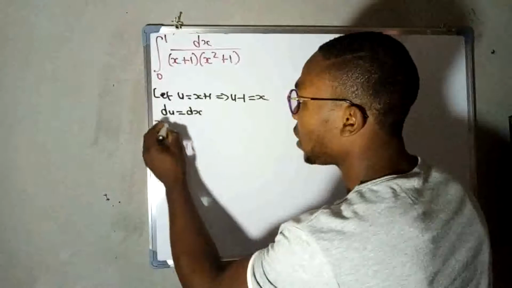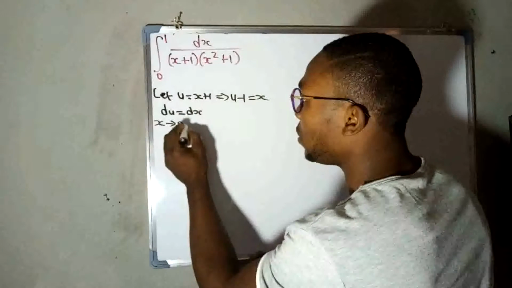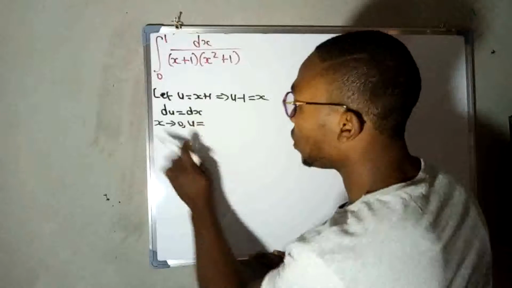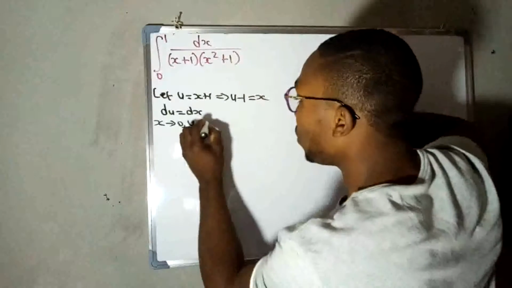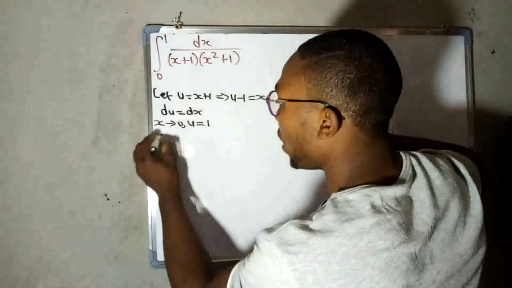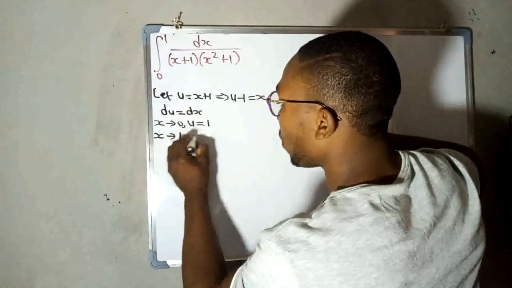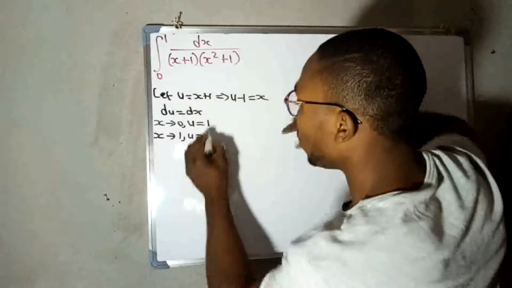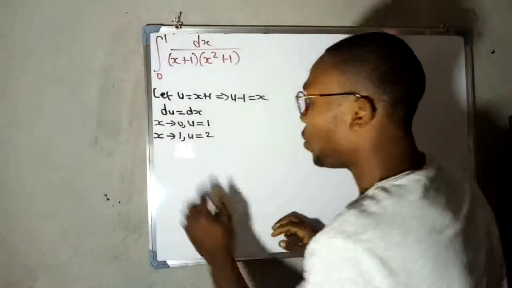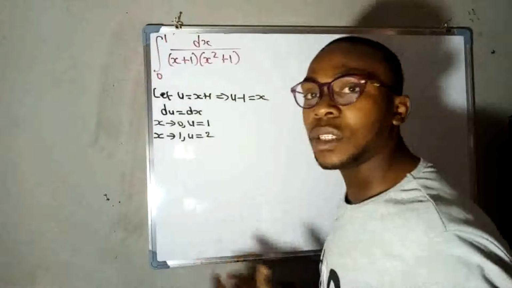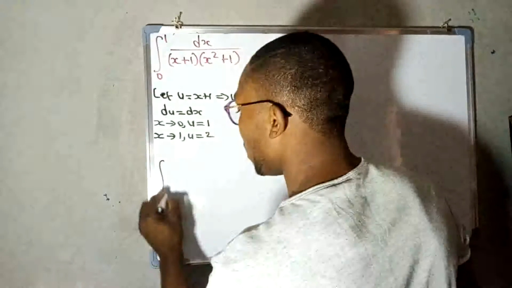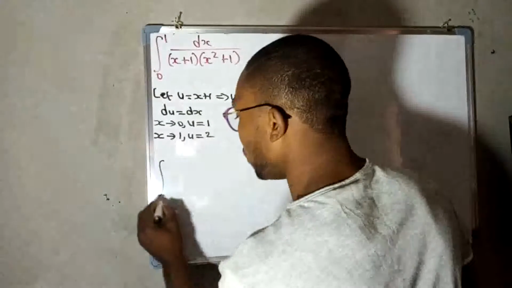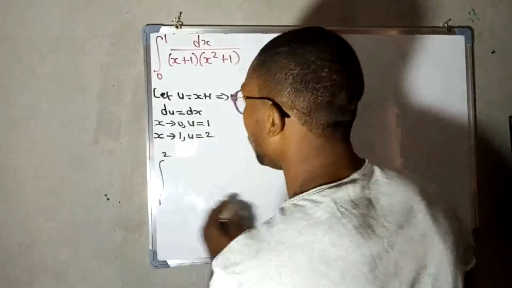So for x approaches 0, the lower limit, when I plug 0 into x plus 1, 0 plus 1 gives me 1. For x approaches 1, when I plug in 1, 1 plus 1 gives me 2. Now our limits will be u approaches 1 and u approaches 2, so the lower limit is 1 and the upper limit is 2.